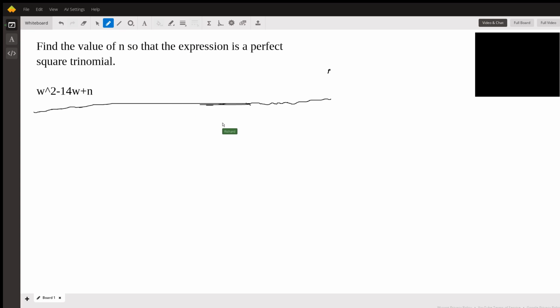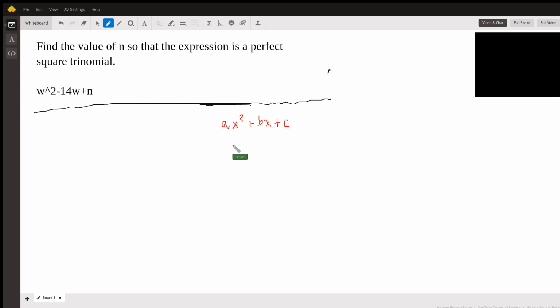Okay, so in general, a quadratic equation, a second degree equation, looks like a times x squared. We'll use an x here because this is the traditional form. This is called the standard form. And you can see the expression here that was given to us in standard form, w squared minus 14w plus n.